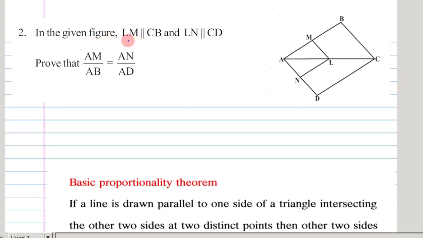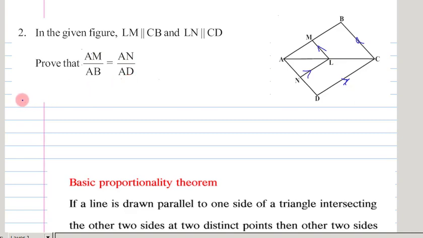In the given figure, LM is parallel to CB and LN is parallel to CD. Then prove that AM by AB is equal to AN by AD. In the given figure, LM is parallel to CB and LN is parallel to CD. Now we need to prove AM by AB is equal to AN by AD.